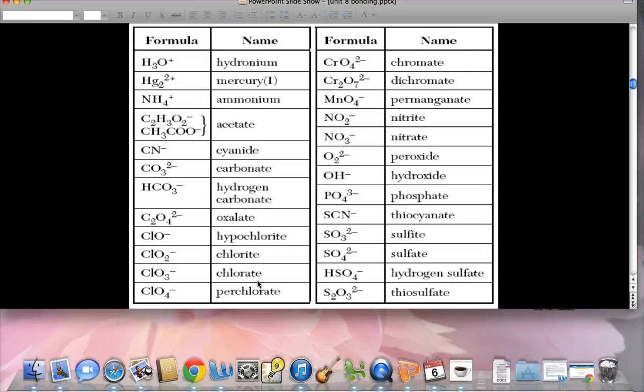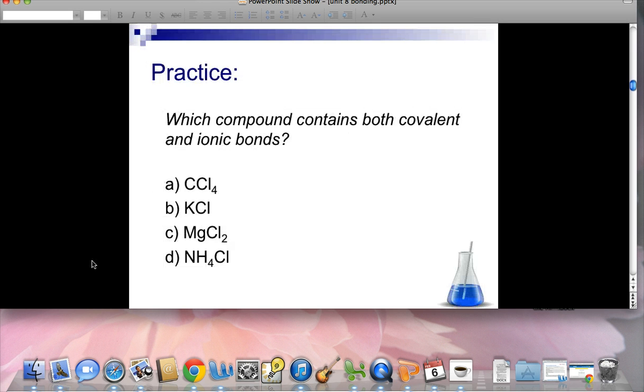Here are some examples of common polyatomic ions, and you'll notice that some of these you'll actually have memorized just by the number of times we use them throughout the class. And so we're going to practice determining if we happen to have a polyatomic ion, and if we do, is it a covalent or ionic bond?